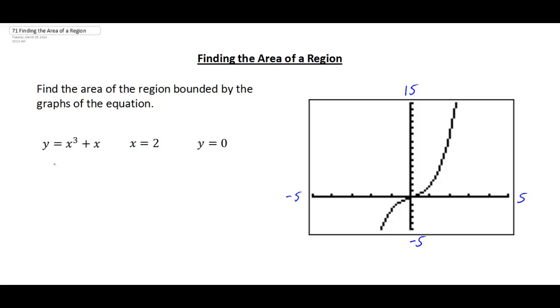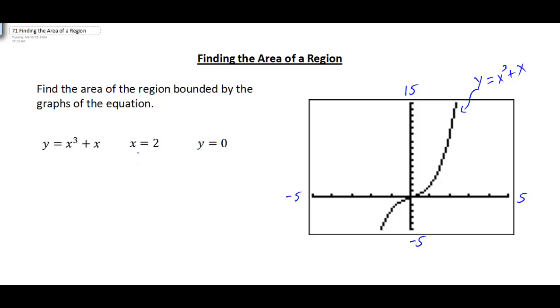This video is going to show us how we can find the area of a region that's bounded by several different equations. If we look at the three equations we're given here, we have y equals x cubed plus x, x equals 2, and y equals 0. And you can see over here I've already got the graph of x cubed plus x.